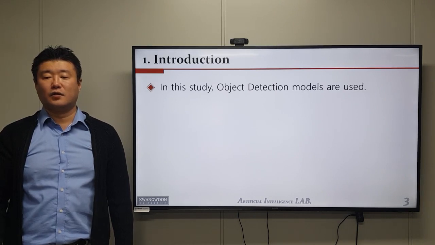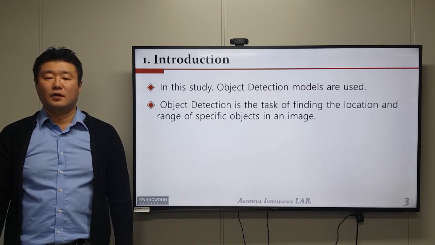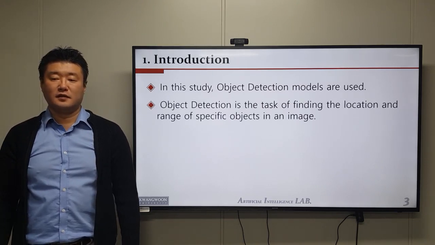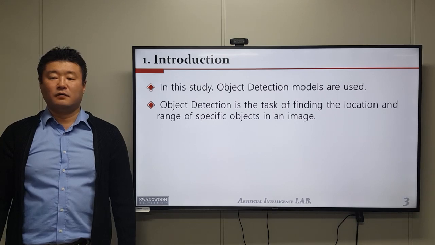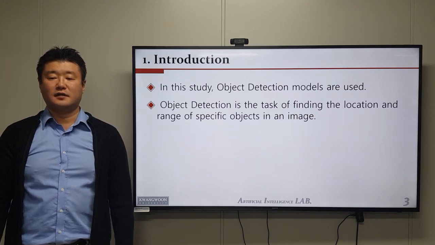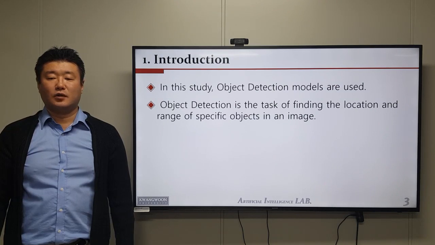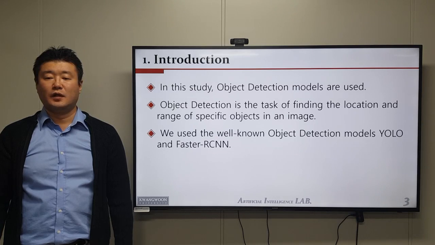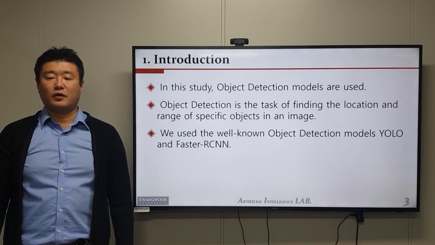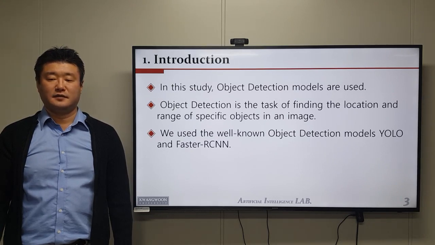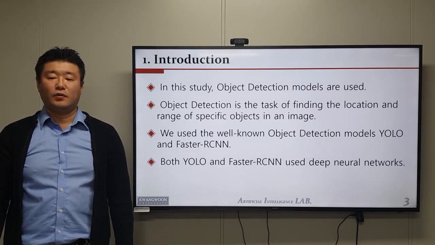In this study, object detection models are used. Object detection is the task of finding the location and ranges of specific objects in an image. We use the well-known object detection models YOLO and Faster RCNN. Both YOLO and Faster RCNN use deep neural networks.